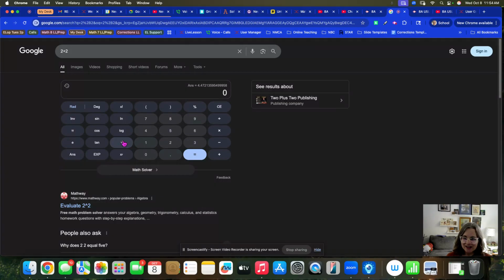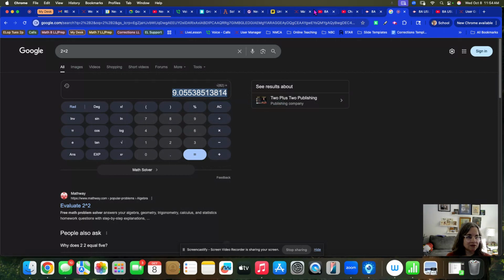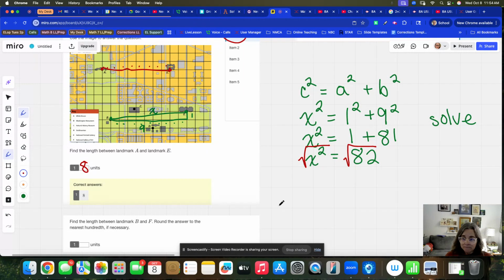Oh, I keep forgetting, hit square root first. 82. There we go. Okay, really close to 9. Let's talk about rounding it. Let's see if the problem tells us what to round to. It says round to the nearest hundredth. So let's do that.